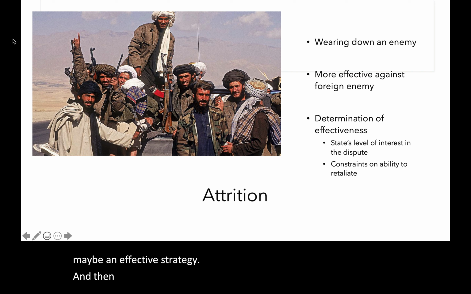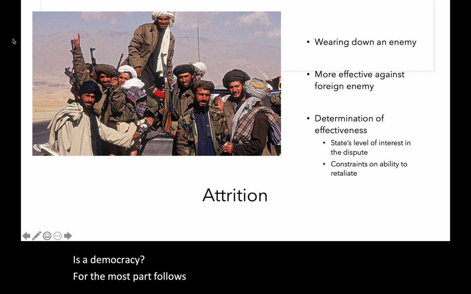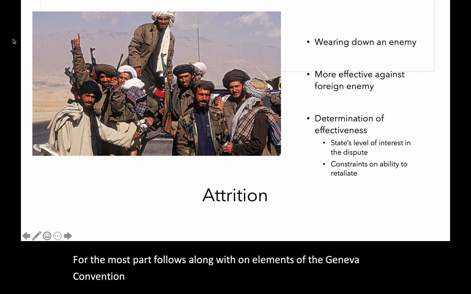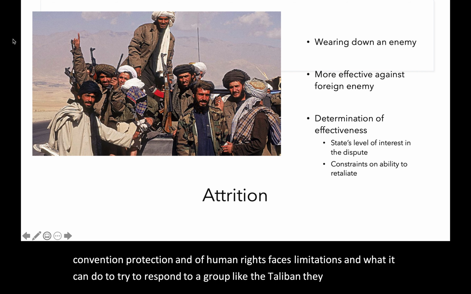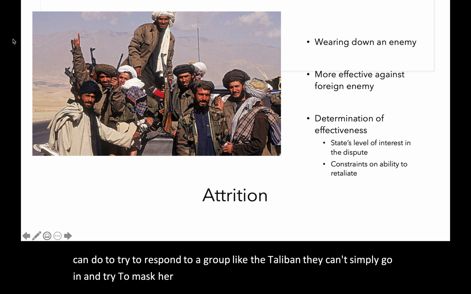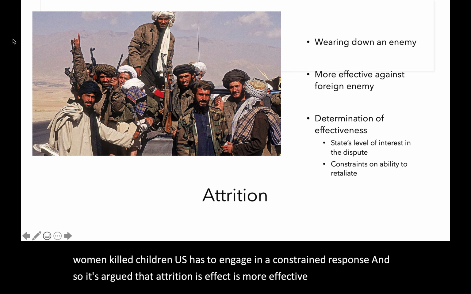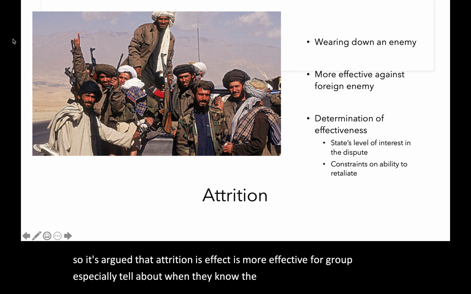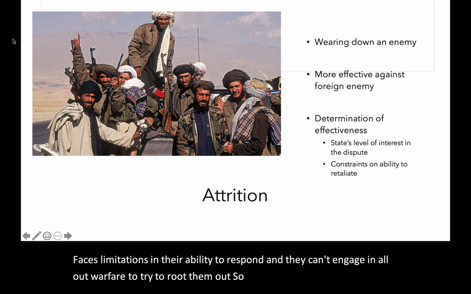And then we also think about the effectiveness of this strategy based on the constraints on the ability of the occupying group to retaliate. So the United States is a democracy, for the most part, follows along with elements of the Geneva Convention, protection of human rights, faces limitations in what it can do to try to respond to a group like the Taliban. They can't simply go in and try to massacre everyone that they want to, kill civilians, kill women, kill children. The U.S. has to engage in a constrained response. And so it's argued that attrition is more effective for a group, especially like the Taliban, when they know the U.S. faces limitations in their ability to respond and they can't engage in all-out warfare to try to root them out. So this lends an effectiveness to the attrition strategy.